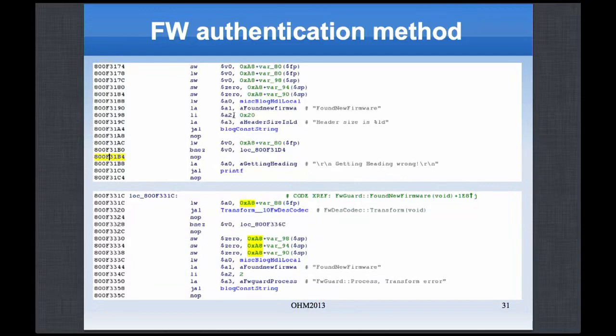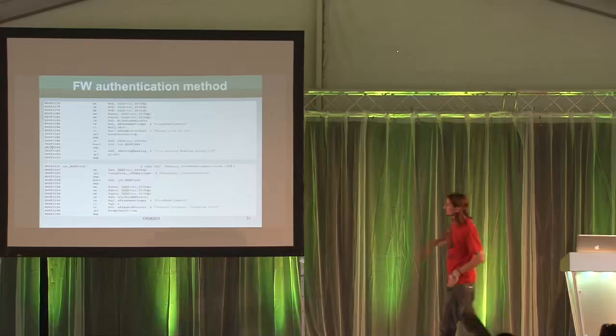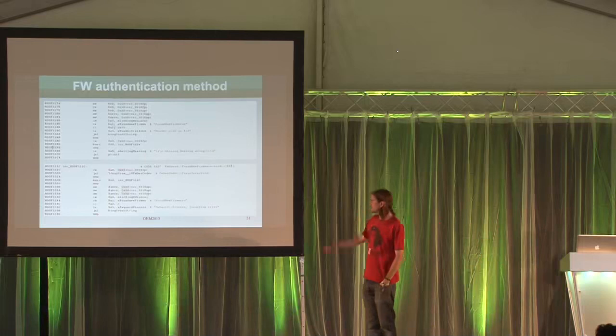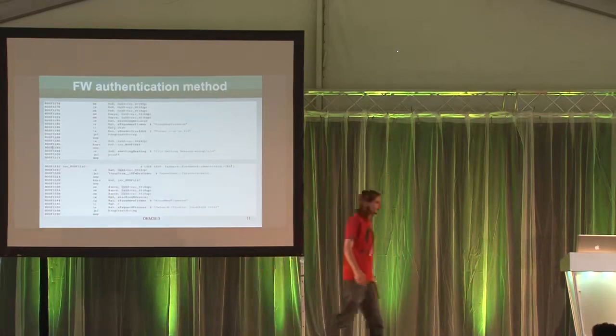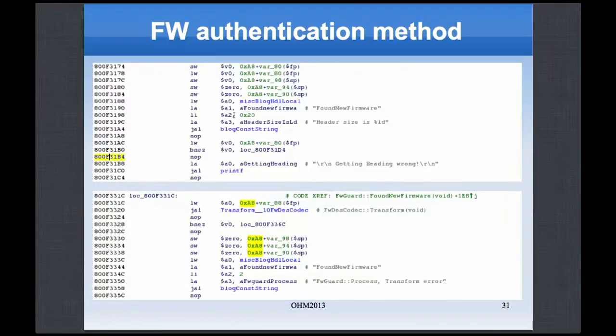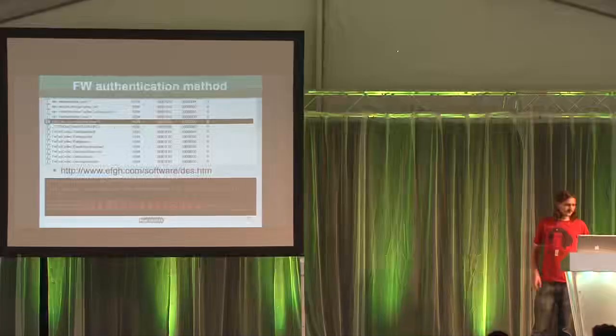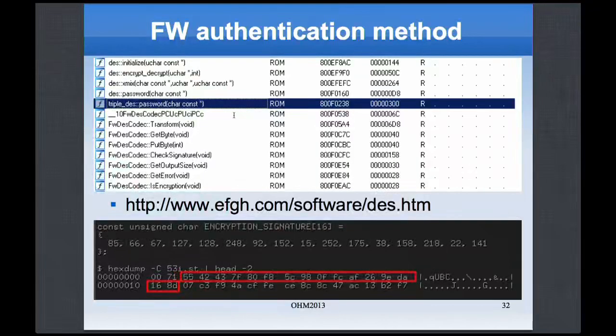And first we see that it looks for the size. The only invalid size is 0, for the data we still don't know anything about. And a little bit later, it will call the fwdes codec, which is a void, and the method transform. And it seems to be the function that is responsible for not authenticating, but at least verifying the validity.